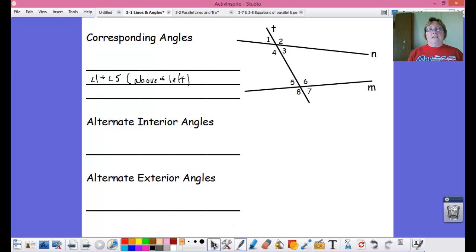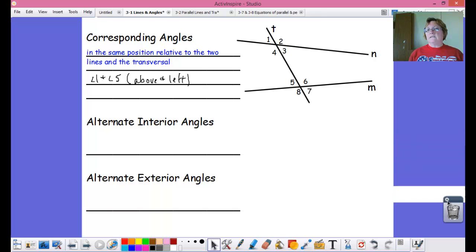And now I want to reveal that definition. Corresponding angles are angles that are in the same position relative to the two lines and the transversal. That is, both of these angles are above their line and to the left of the transversal. You should be able to pick out 3 other pairs of corresponding angles by using the same thinking. I said above and left. Can you find the ones that are above and right? And you would say, certainly, Mrs. Brownfield, that would be angle 2 and angle 6. They are above their lines but to the right of the transversal.